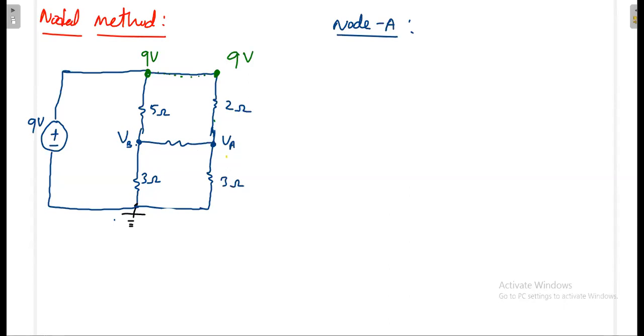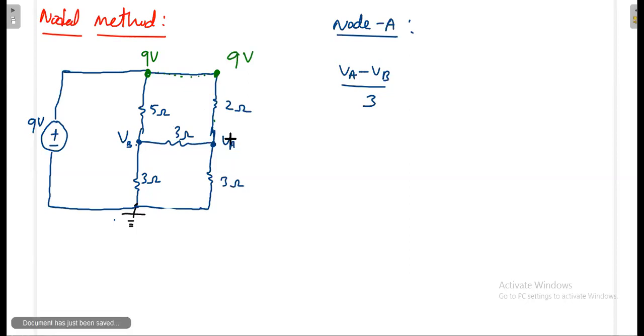I'll assume the current is going outside. The current may go in the opposite direction also, but from the law's point of view, just assume that all the currents are going away. The law will take care of whether the current is actually going away or coming inside. Say, if the current is going away in this branch, what is this resistance value? 3 ohm. So I can write VA minus VB divided by 3. That is the current going out of this node.